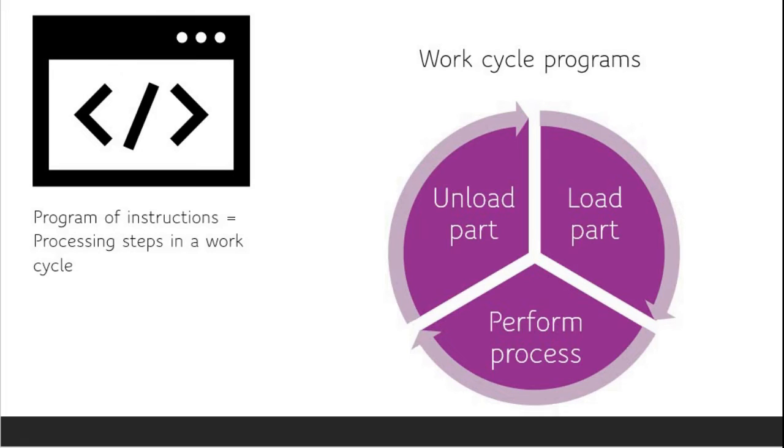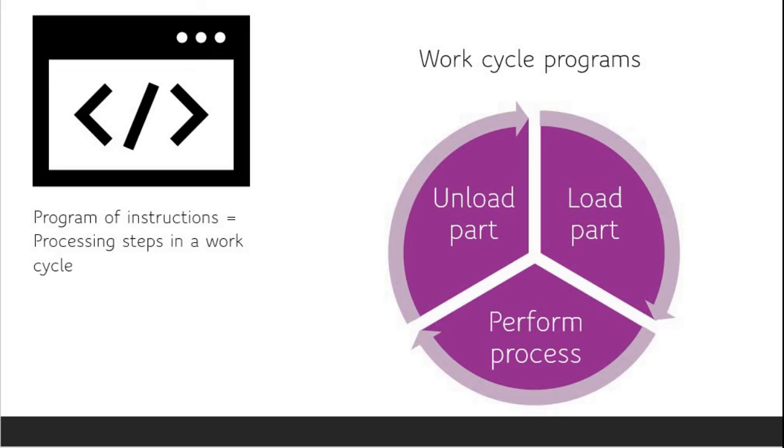So in the simplest automated process, the work cycle consists of simply one step, which is to maintain a single process parameter. For example, if we want to maintain the temperature in a furnace, the programming simply involves setting the temperature dial on the furnace.